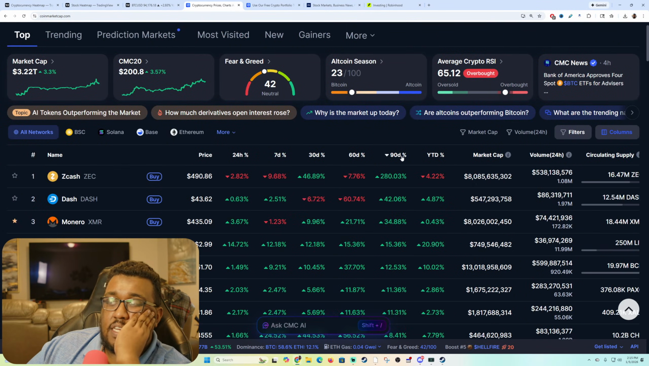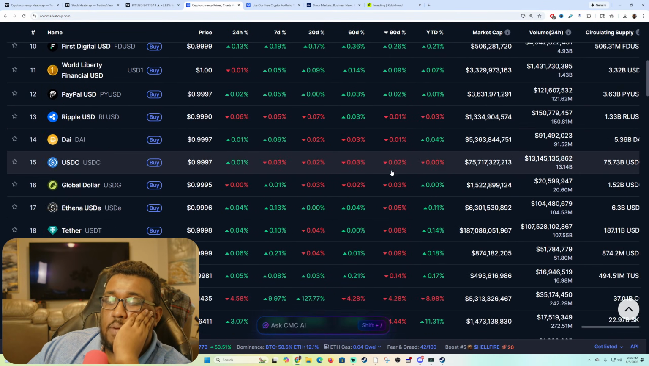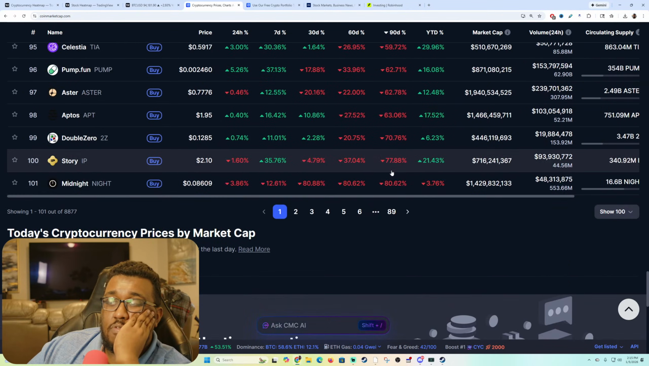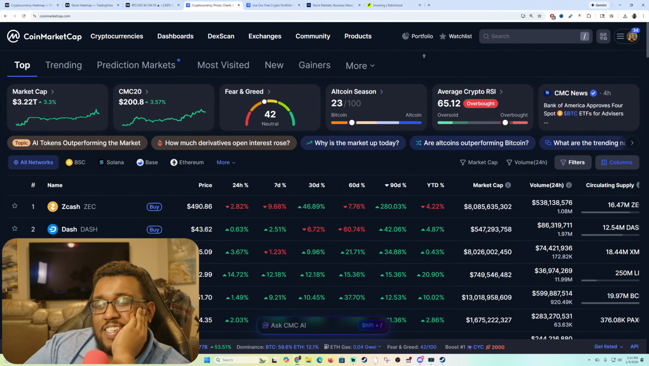Now, if you go over the last 90 days, right, there's only so many things that are actually up. The majority, of course, are red. A lot of red there for the last 90 days.